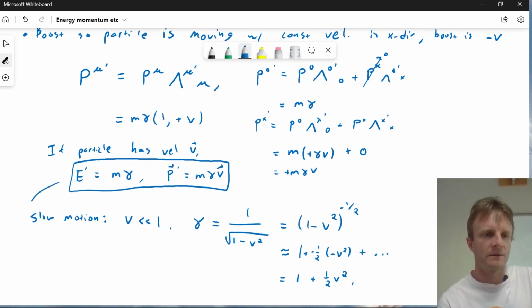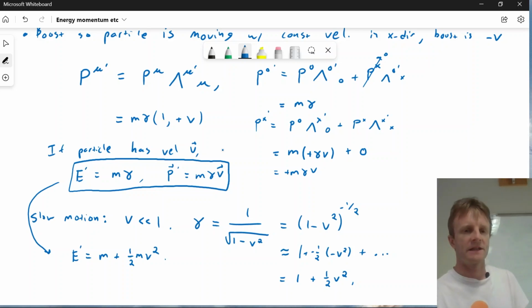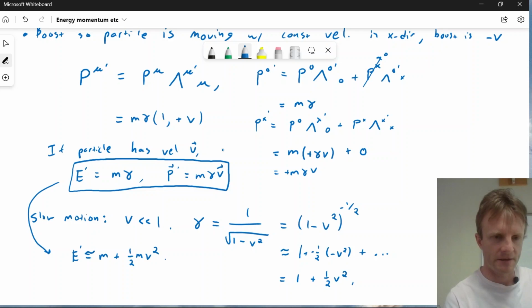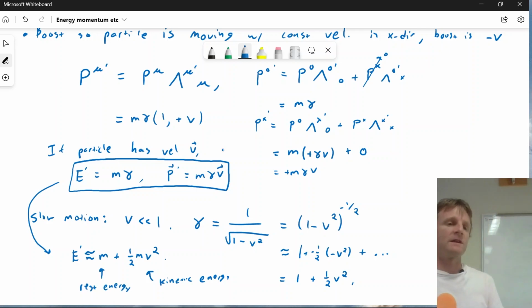And so in our slow motion limit, E of the moving particle is m plus 1/2 mv squared. Okay, so there's our kinetic energy. I should make that approximate here. So we call this kinetic energy, and this we call the rest mass energy, or rest energy. So if it were not moving at all, we'd have E equals mc squared. And when it is moving with small velocity, we add the usual kinetic energy.